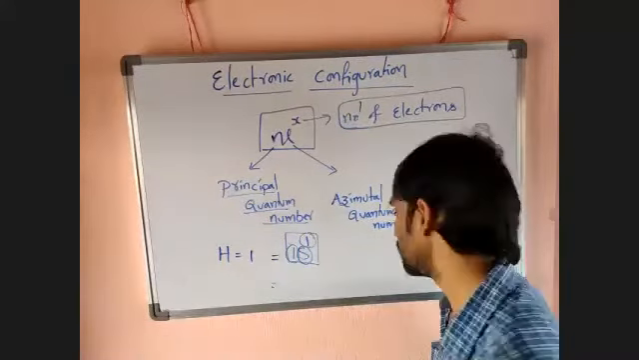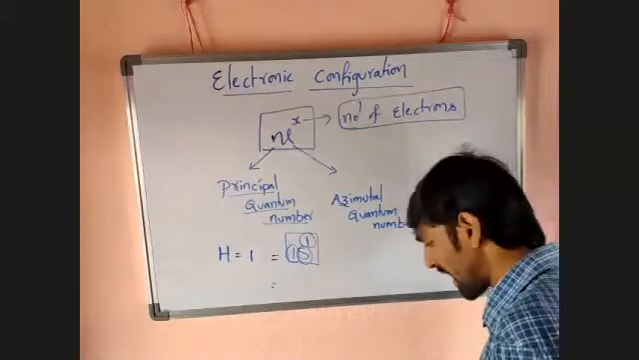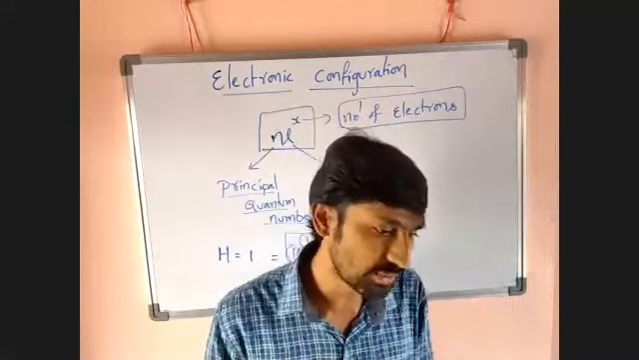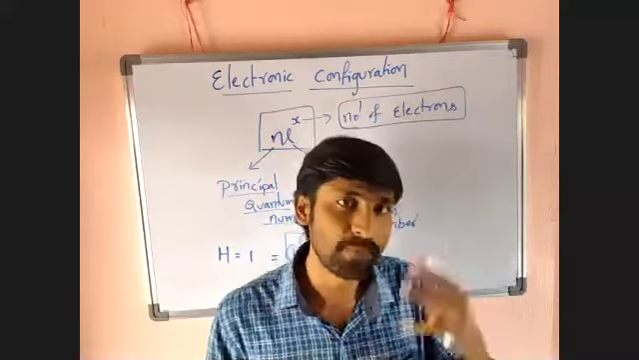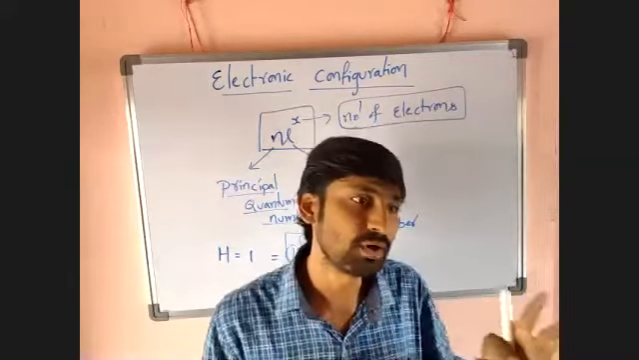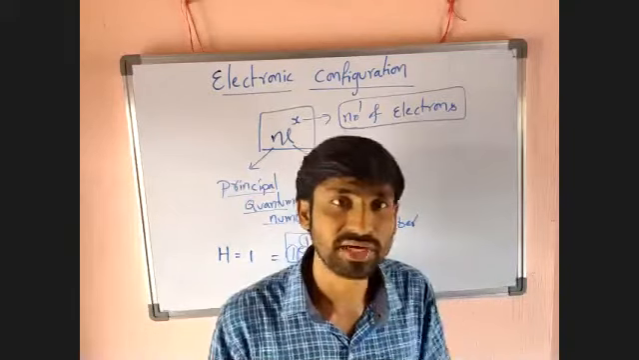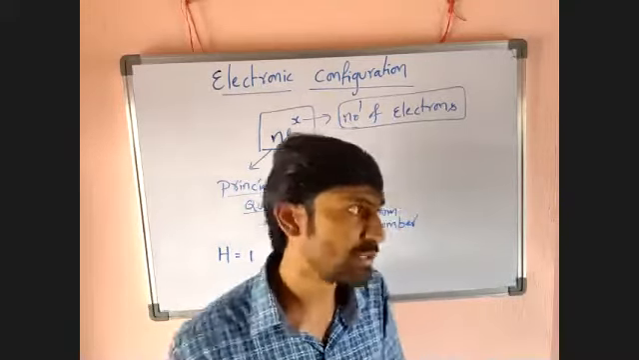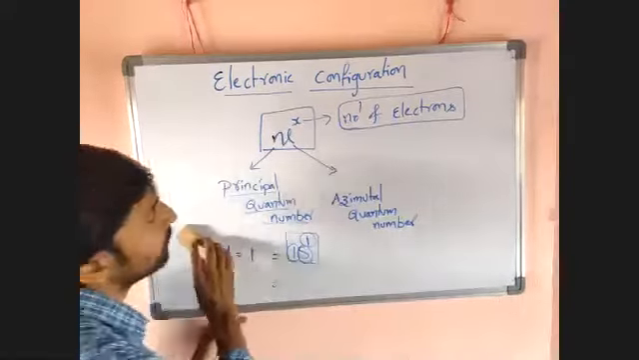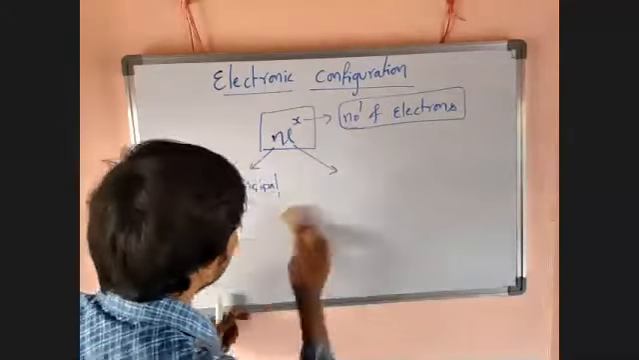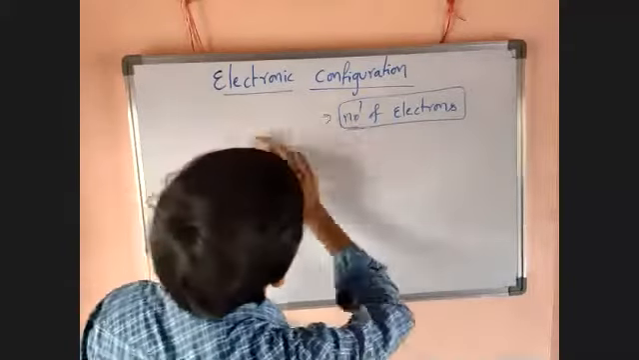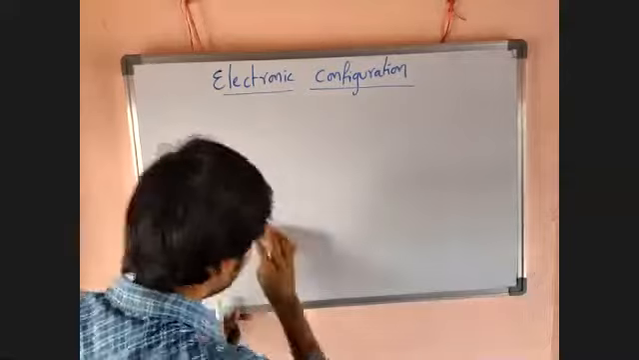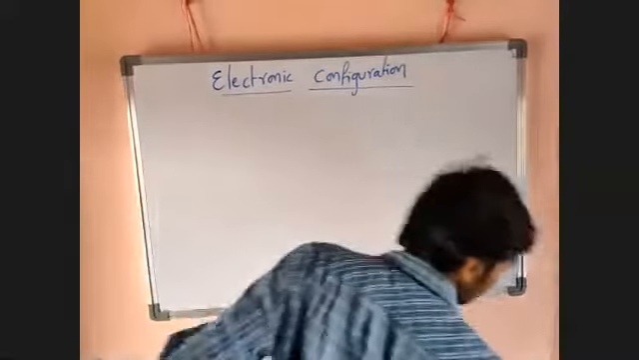Now, to explain the distribution of these electrons into atomic orbitals, there are 3 important theories, principles or rules. So to explain electronic configuration, 3 important rules are there. First, rule number 1 is, so look here, these are important for short answer questions.